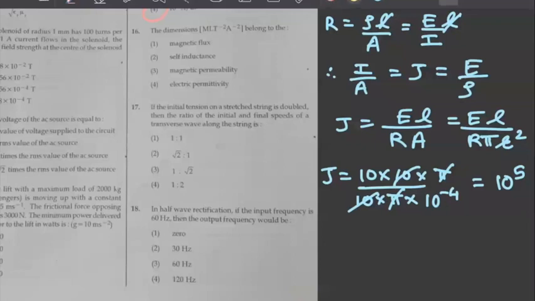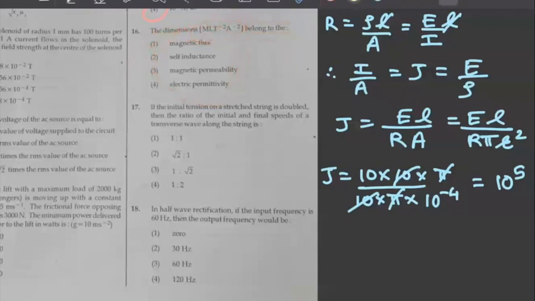Alright, so the next one is again not a usual one. We have been asked which quantity the dimensions M raised to 1, L raised to 1, T raised to minus 2, ampere, that's current, raised to minus 2, belong to. So fine, we usually don't memorize the dimensions. What we can do is begin with what we know. What do we know? We know this.